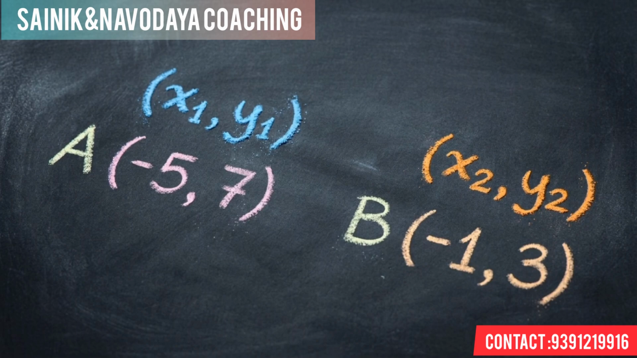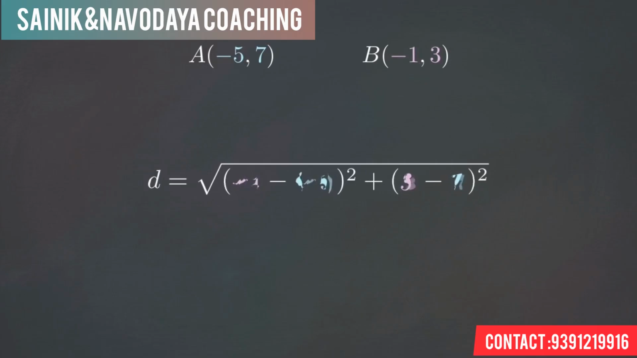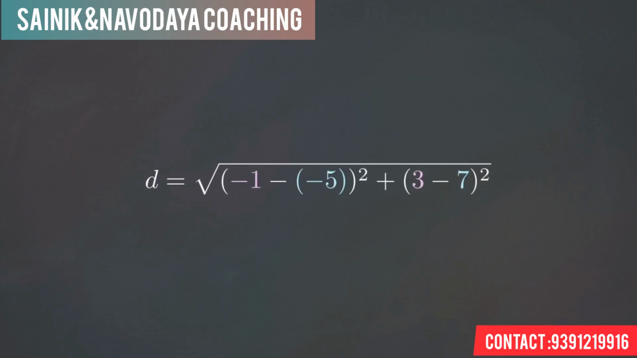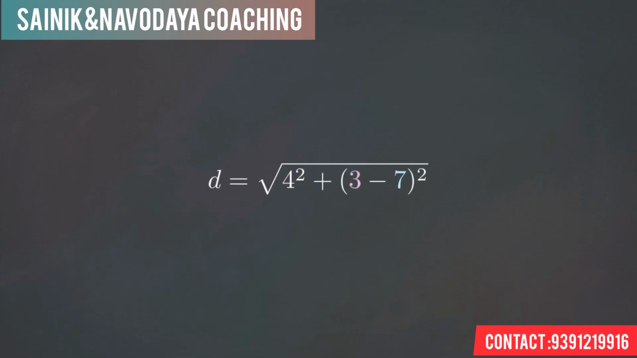Substitute numbers into the formula: -1 and -5 for x, 3 and 7 for y. Pay attention to the x coordinates. Subtracting a negative becomes addition. Rewriting it as -1 plus 5 helps avoid errors. Now solve the arithmetic inside the parentheses. -1 plus 5 is 4. 3 minus 7 is -4.